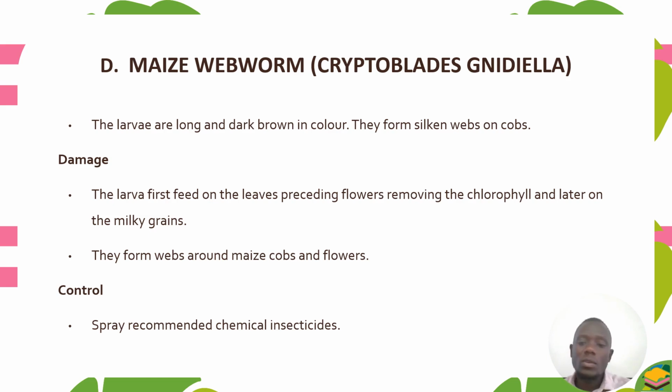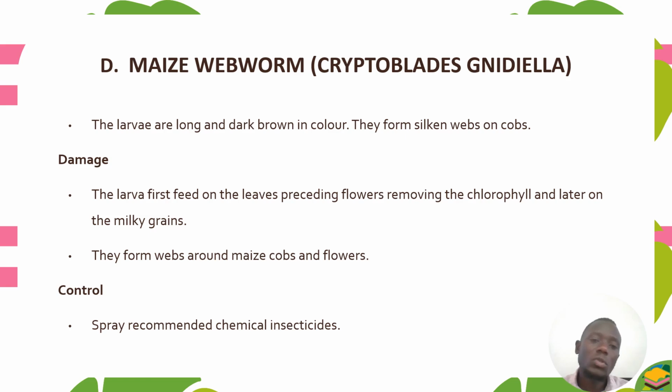So the symptoms, or the damage which they cause, are as follows. The larvae first feed on the leaves, then go to the flowers, removing the chlorophyll, the green part, and later the milky glands. Then they form webs around the maize cob and flowers. So there are webs formed around the maize cobs as well as the flowers.